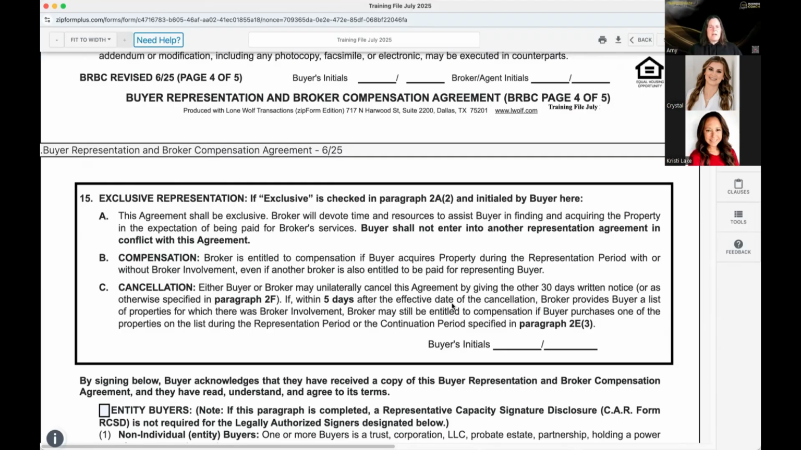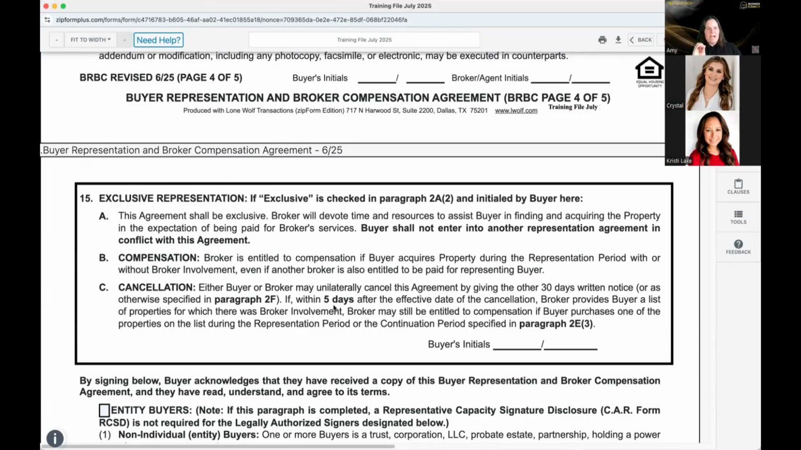Cancellation, either buyer or broker may unilaterally cancel this agreement by giving the other 30 days written notice or as otherwise specified in 2F. If within 5 days after the effective date of the cancellation, broker provides buyer a list of properties to which there was broker involvement, broker may still be entitled to compensation. You have to provide that list if the agreement is canceled, or even if it expires and there's a continuation period clause in there, you have to provide that list.